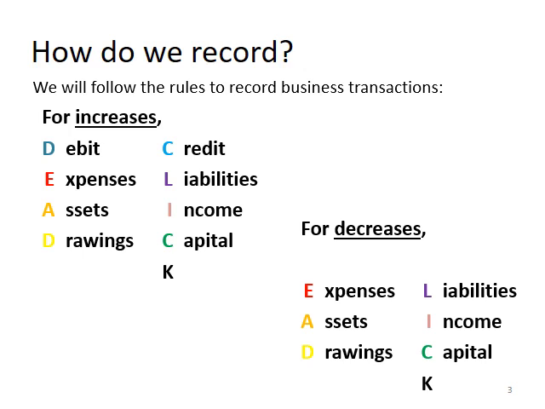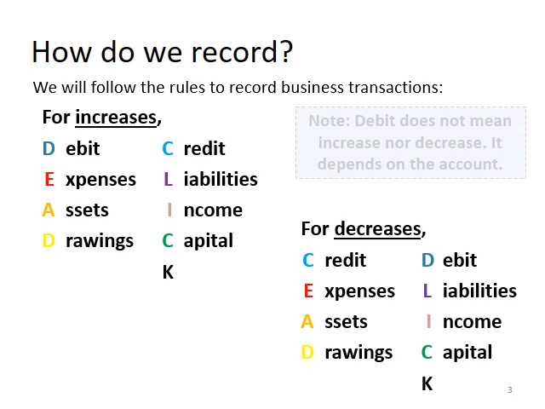Other than knowing how to record the transactions when the accounts increase, for decreases in expenses, assets, and drawings accounts, we will credit the accounts, and for decreases in liabilities, income, and capital accounts, we will debit the accounts.